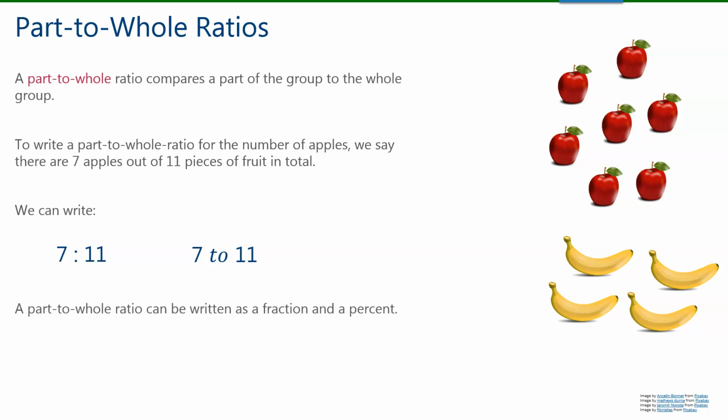A part-to-whole ratio can be written as a fraction and a percent. 7 over 13, since there are 7 apples out of a total of 13 pieces of fruit, which is equal to 0.54 or 54%. Remember, this fraction can be written as a percent because it is a part-to-whole ratio. Part-to-part ratios cannot be written as fractions or as percents.